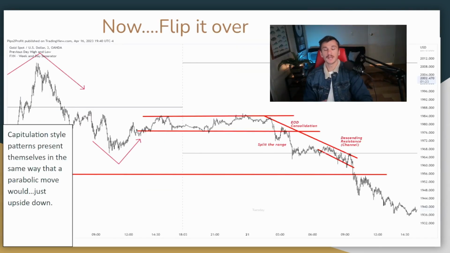Up until this point, we've been hitting only parabolic moves, but now I just want you to flip it over in your head, all right? Because the same exact things that apply to parabolic moves apply to capitulation style moves, which you could also consider a parabolic move just to the downside. Just flip the U over. Now, this is gold. This is a 3-minute chart, and I'm not trying to fool anybody, okay? I just took this and I used the invert chart so that you can see that it's the exact same thing. Peak formation high, peak formation low, valley low, consolidate the market, breakout pullback, descending channel, capitulation move.